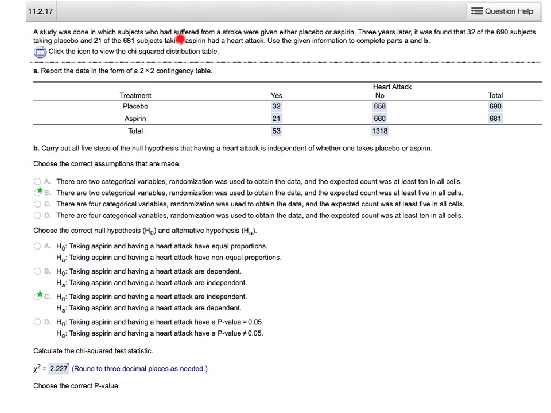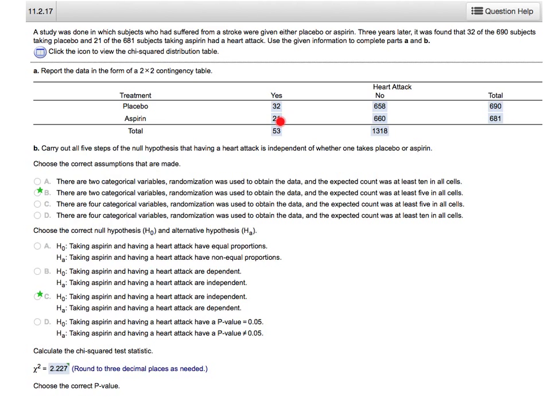They say a study was done to see which subjects who had suffered from a stroke were given either a placebo or aspirin. 3 years later, and this is where they start telling us the data, 32 out of 690 subjects taking placebo had a heart attack, and 21 of 681 subjects taking aspirin had a heart attack. So the people that had a heart attack, 32 were taking a placebo, so that's the placebo who had a heart attack. 21 people who had a heart attack were taking aspirin, so that's this number. 21 of the people taking aspirin had a heart attack.